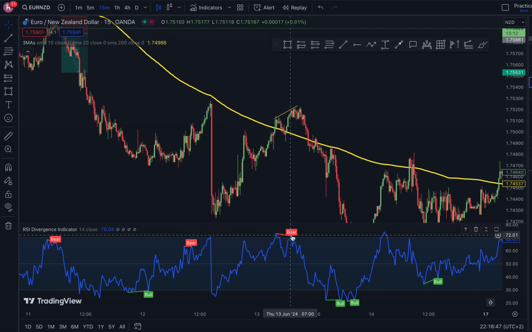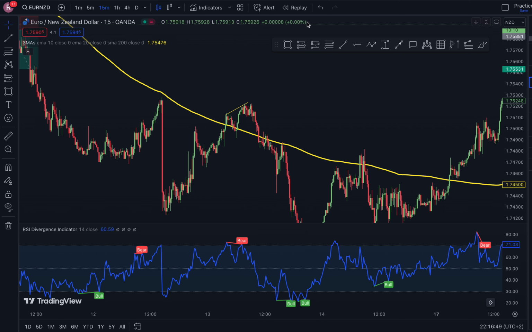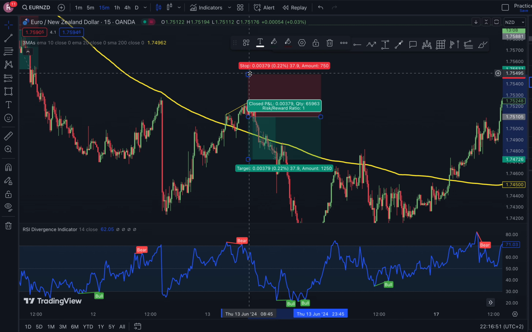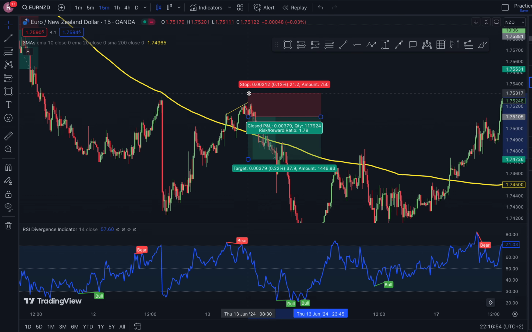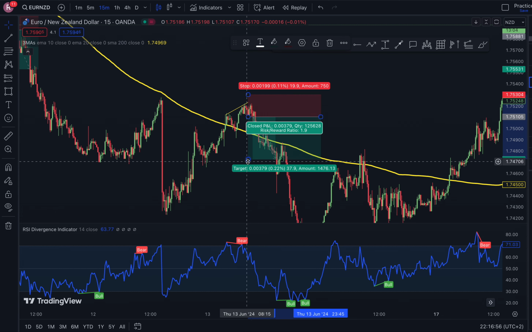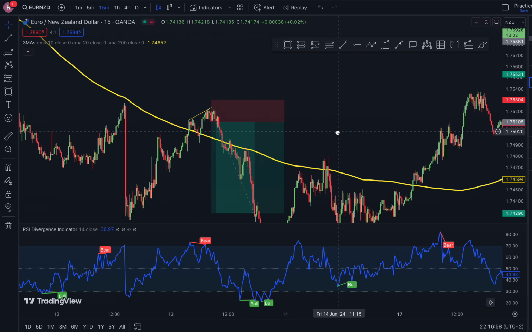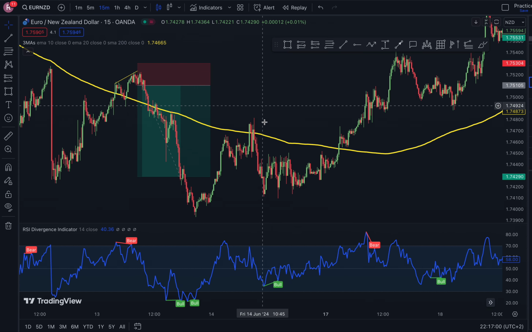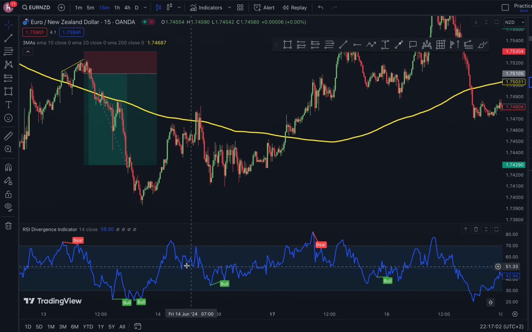You can see there. So that works. I would take that. That's a nice trade. Stop loss right here. Take a nice sell there. All right. Just look for some more.